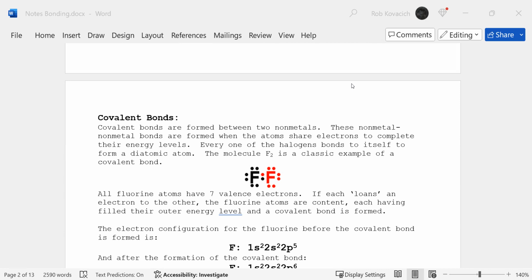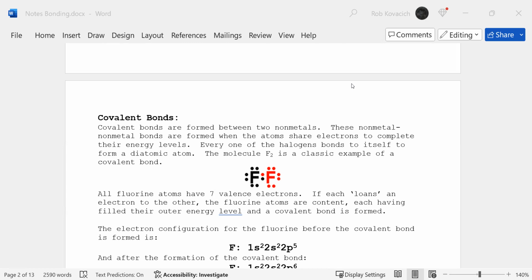It's really easy to see that with fluorine. Fluorine is exactly the same electronegativity. It's the same atom. And so the fluorine atoms each are missing 1 electron. You can see in their Lewis dot structures, the fluorines both have 7 dots representing the 7 valence electrons.